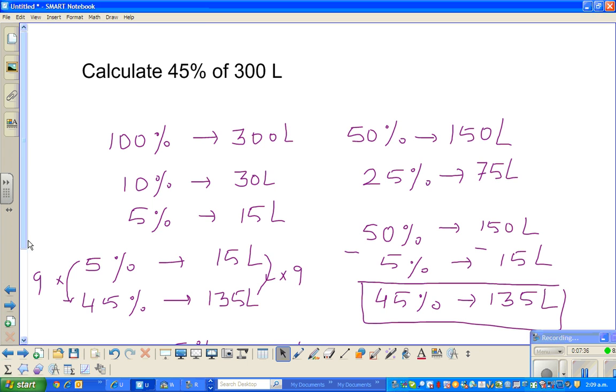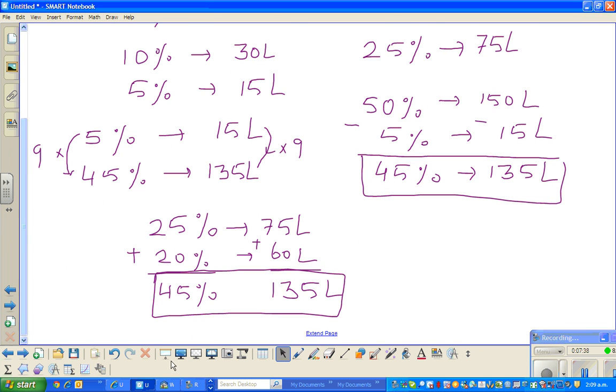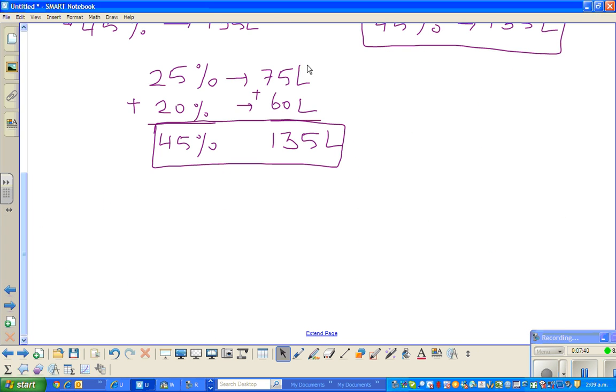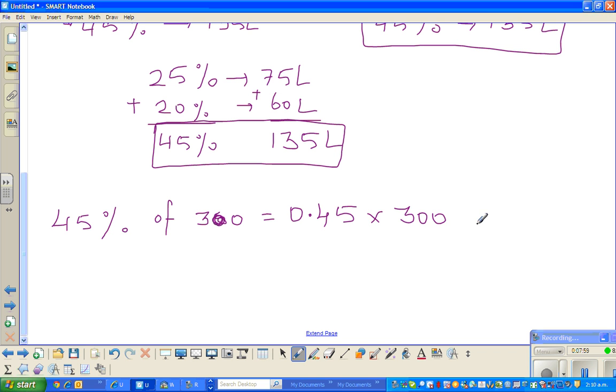So we have confirmed our answers in 4 different ways. So we can say 45% of 300 liters, if you want to do it on a calculator, is 0.45 times 300, which is 135.